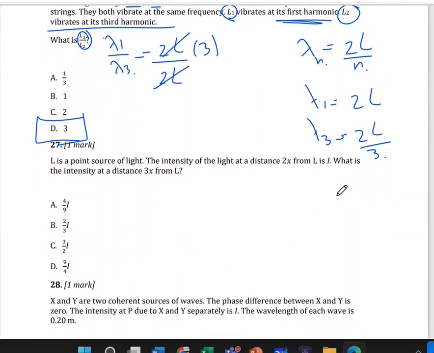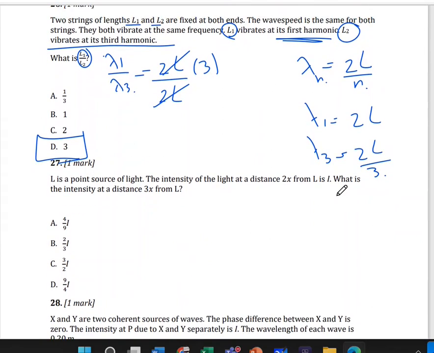27. So here, how did I get it again? It's 2L divided by 2L over 3. When you divide, you flip and make it multiplication. So it will be 2L, 3 over 2L. 2L and 2L cancel out. Now 27.